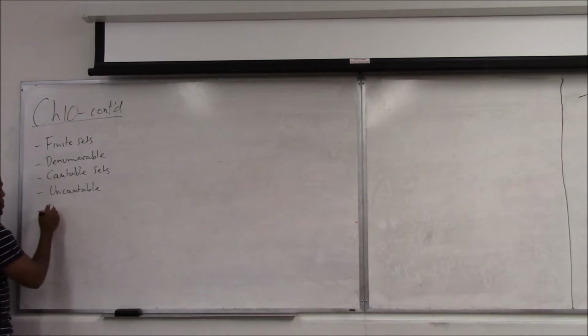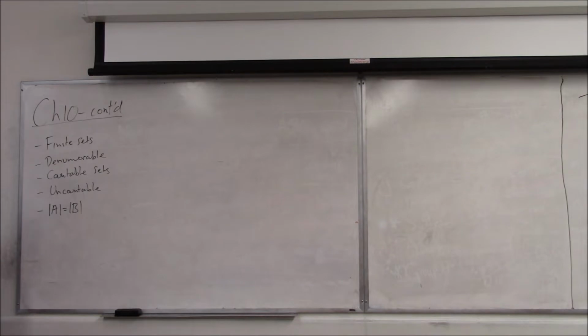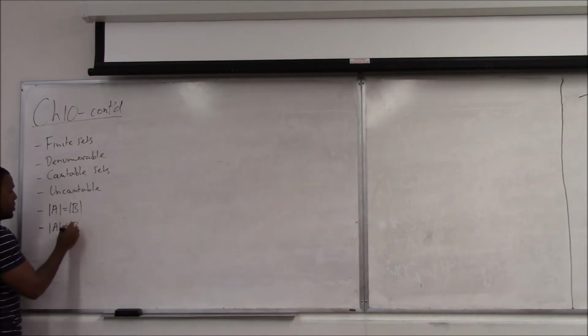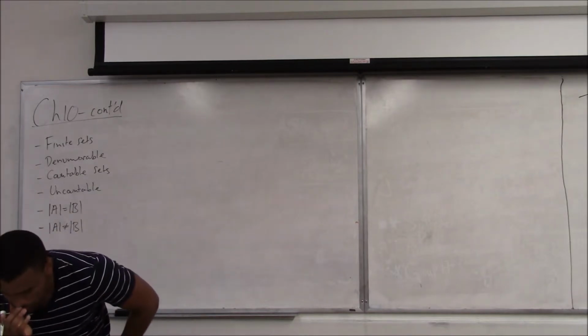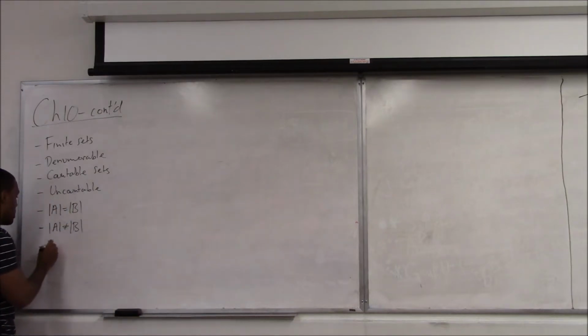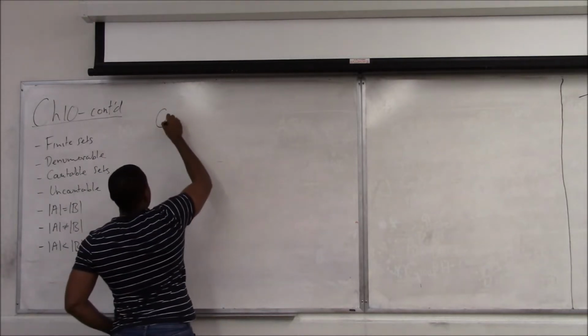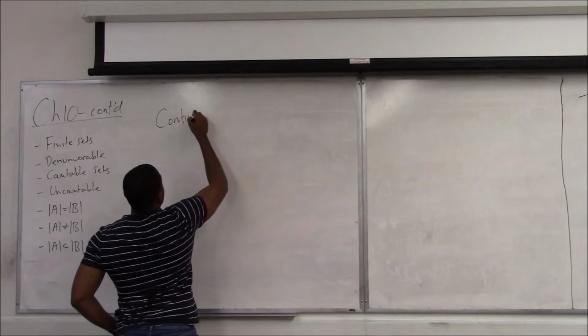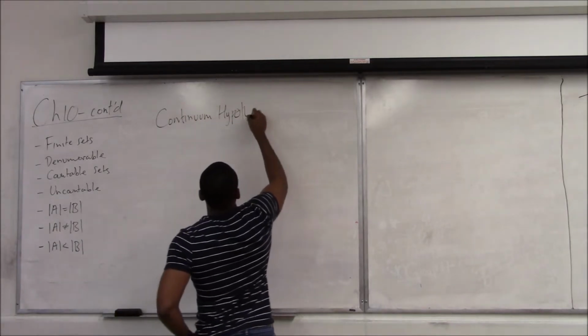Numerical equivalence. Talk about non-numerical equivalence. What else did we mention? We spoke about what it means to have smaller cardinality. And we ended up with the continuum hypothesis. I think that's where we ended. Continuum hypothesis.